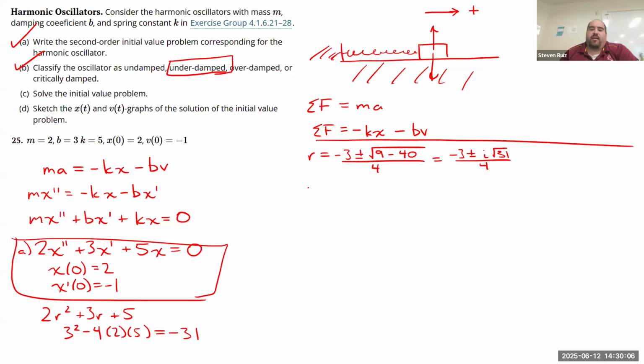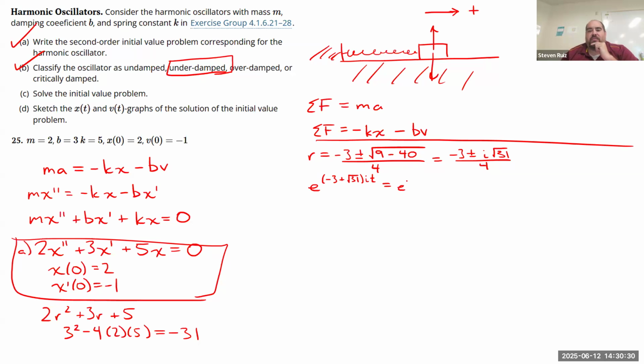So what do my roots look like? I get e to the negative 3 plus radical 31 i. I'm just going to keep one, because in the case of complex roots, one is sufficient to give you everything you need. So I'm going to use Euler to break this down.